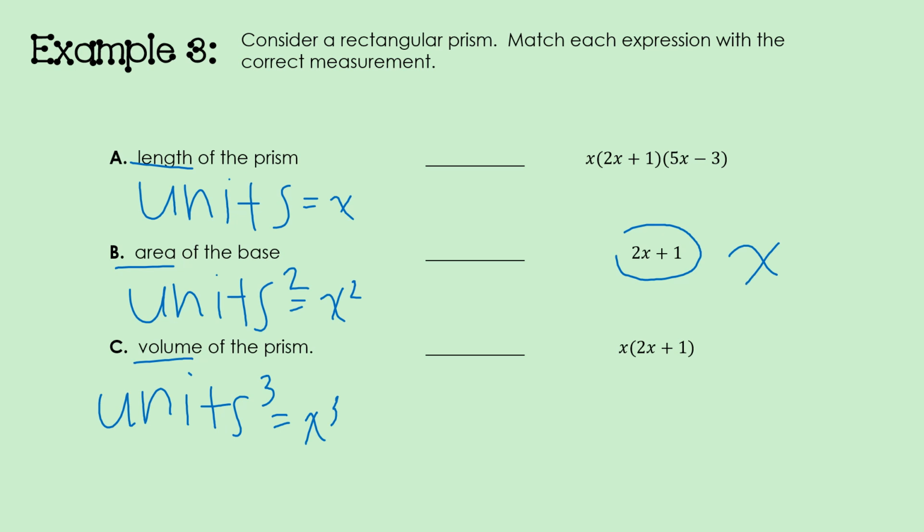So we're going to write a next to that one. X squared. So if I look at the top one, I have an x, and an x. If I multiply those together, that is going to give me x cubed. So that is going to be your volume. So I'm going to put C next to that one. And on x times 2x plus 1, I have an x and an x. And if I multiply them, that gives me x squared. So that is going to be your area.